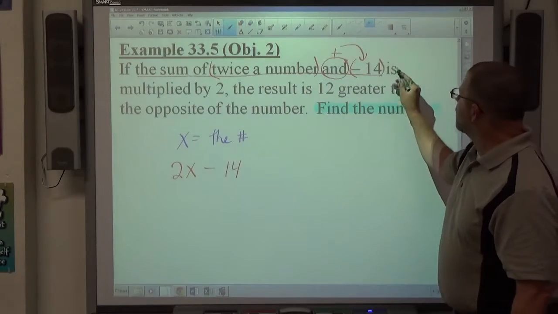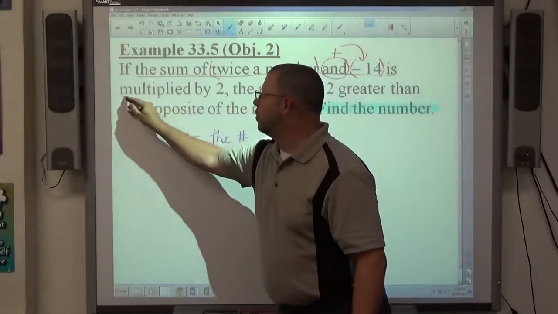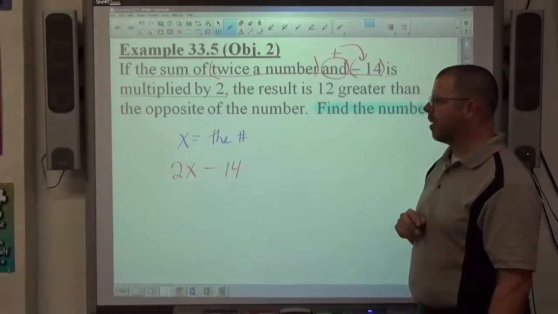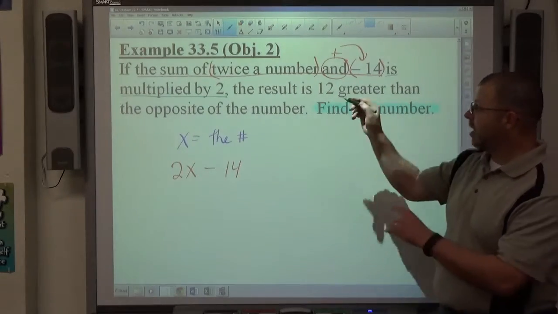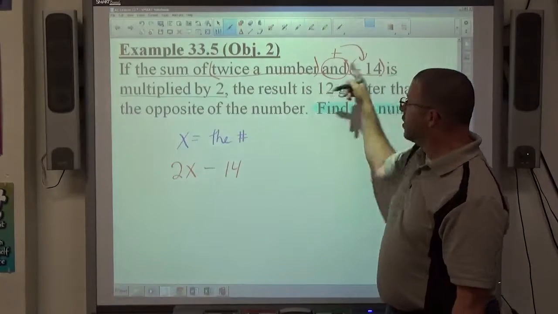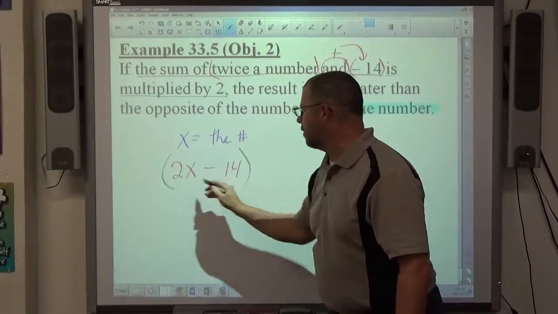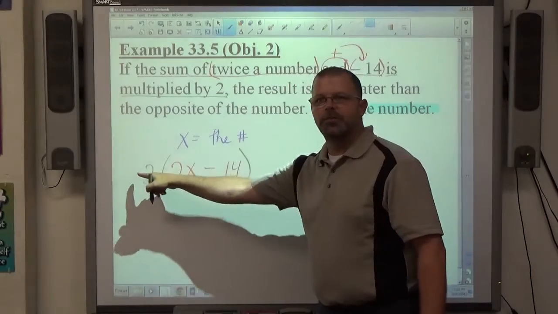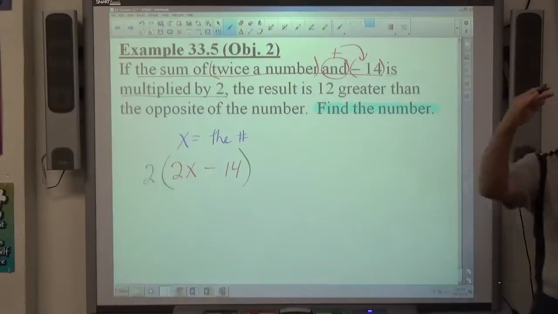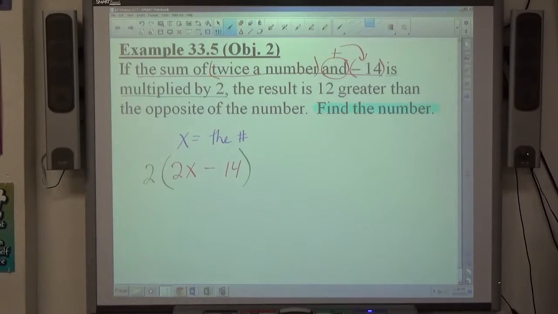Okay. Is multiplied by 2. All right, what's being multiplied by 2? 2x minus 14. The sum. The sum of all this stuff is multiplied by 2. So now, times 2. You can put the 2 on the front or the back, doesn't matter, as long as that sum of 2x and negative 14 is being multiplied by 2.